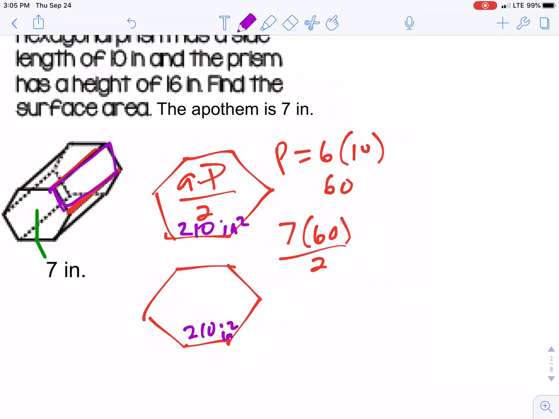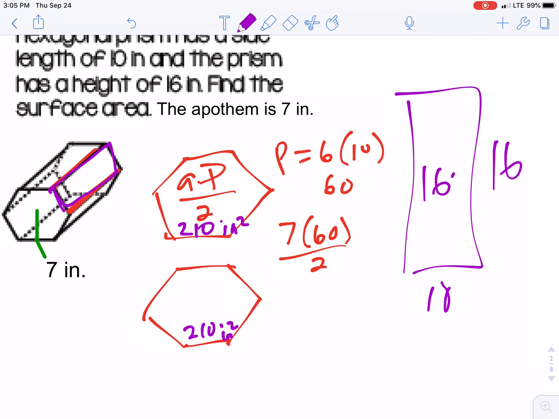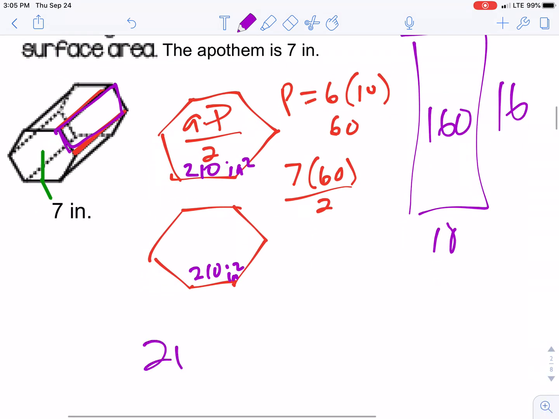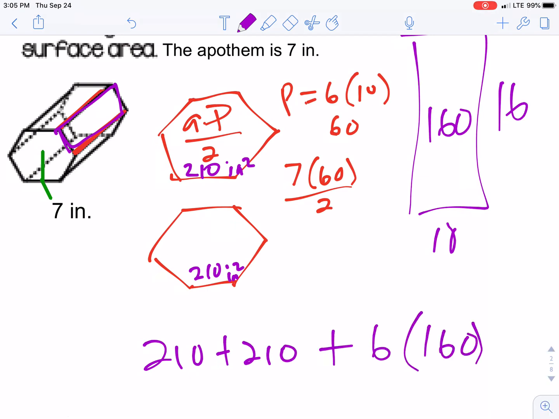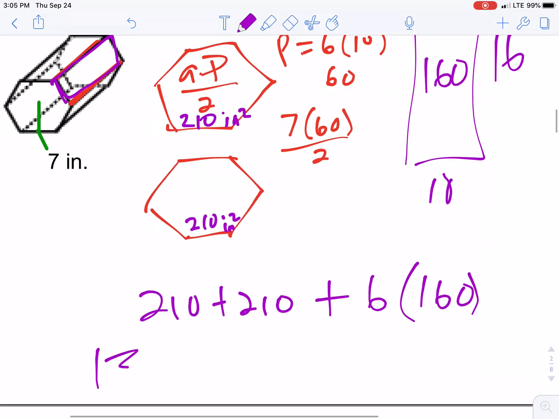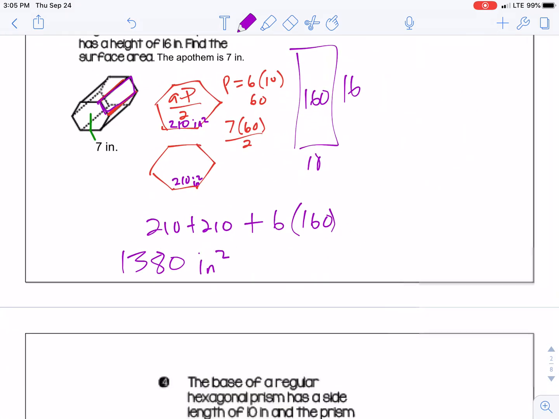Each of those rectangles is 10 by 16, or 160. So I'm going to do 210 plus 210 plus 6 of these that are 160 units long. I'm going to add all 3 of those together, and we're going to get a grand total of 1,380 square inches for all of those pieces added up, the 6 rectangles and the 2 bases.